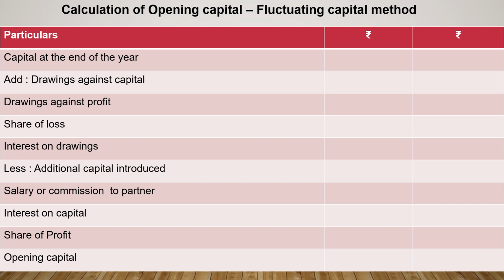And we would be subtracting certain items like the additional capital which was introduced during the year, if any, the salary or commission to partner, the interest on capital which is allowed to the partner, and the share of profit, if any, for the year. All these were added to the opening capital to arrive at the closing capital. That is why we are subtracting them, we are removing them. And once we do that, the amount we arrive at is called the opening capital. So we apply the interest on capital percentage on this amount. So in this way, through the table method, you can very easily calculate the opening capital.